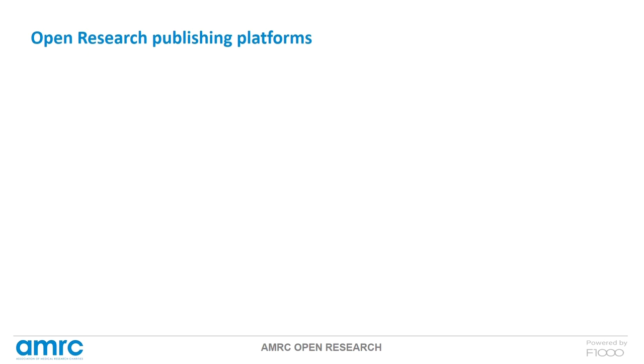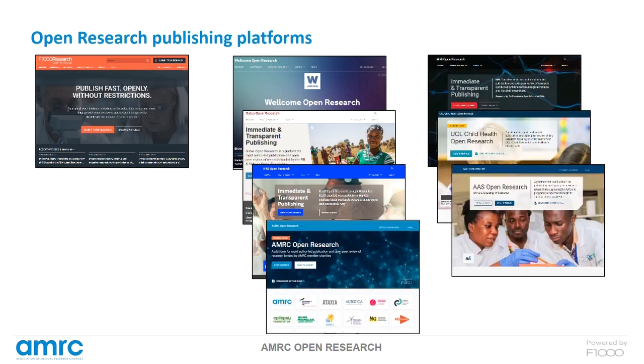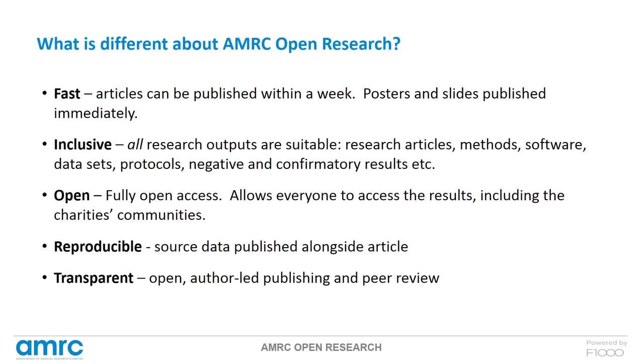We also have a few institutional platforms. We have MNI Open Research, which is the Montreal Neuroscience Institute. They're really striving to be an open research institute, and this platform is part of that. We have UCL Child Health Open Research, which is for any child health research coming out of UCL. And we have the African Academy of Sciences as well. So it's a way for anybody doing research in that organisation to publish easily as well.